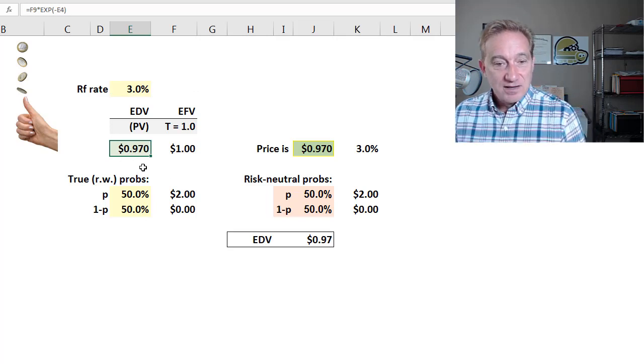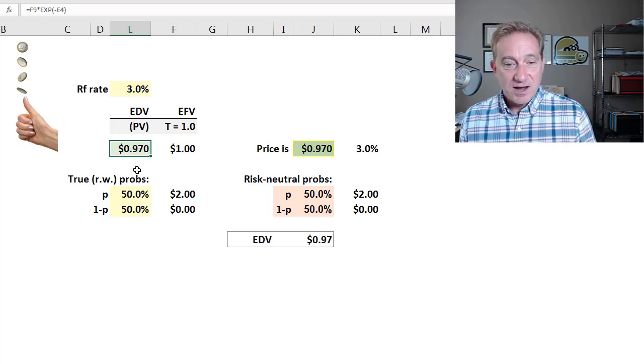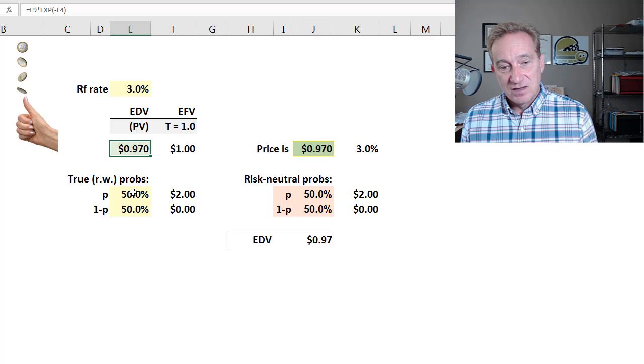And I get 97 cents. Now, is this the price that you would pay for this digital option? For the opportunity, basically, into the year, would you pay 97 cents to basically double your money or lose it all? Well, probably not. The more risk averse you are, the less you're willing to pay.